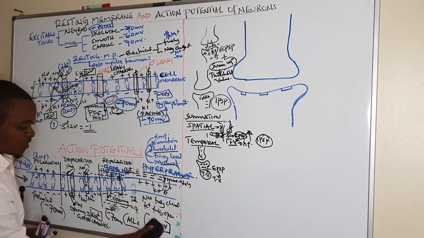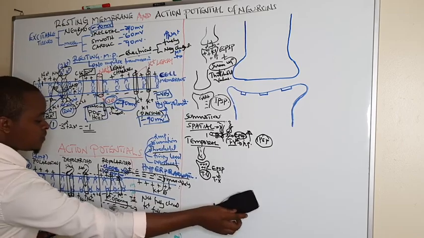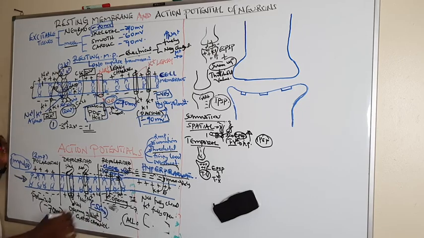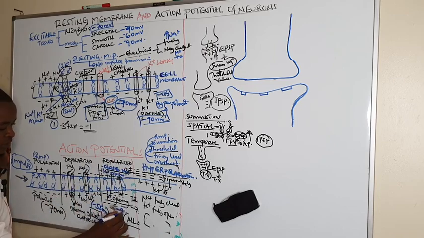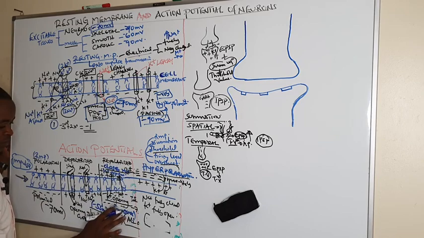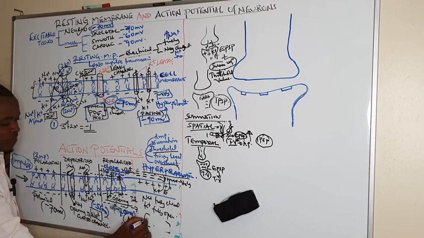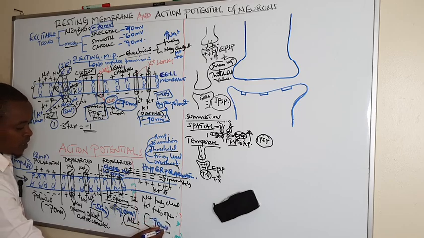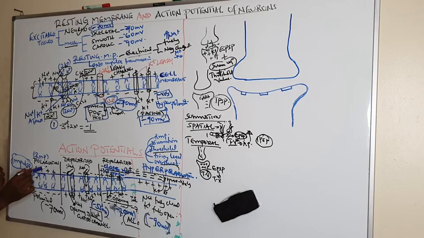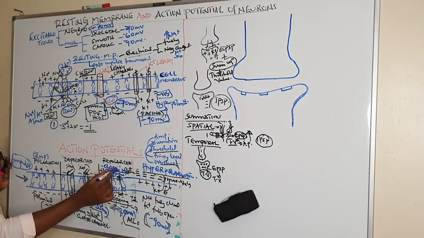Let me put them in different color for easy identification. During resting membrane potential it is negative 70. During depolarization, it is at negative 55 millivolts. That is the depolarization state. Then repolarization goes back to negative 70 millivolts. Then hyperpolarization goes to negative 90 millivolts. So these are the values we can have for polarization, depolarization, repolarization, and hyperpolarization.